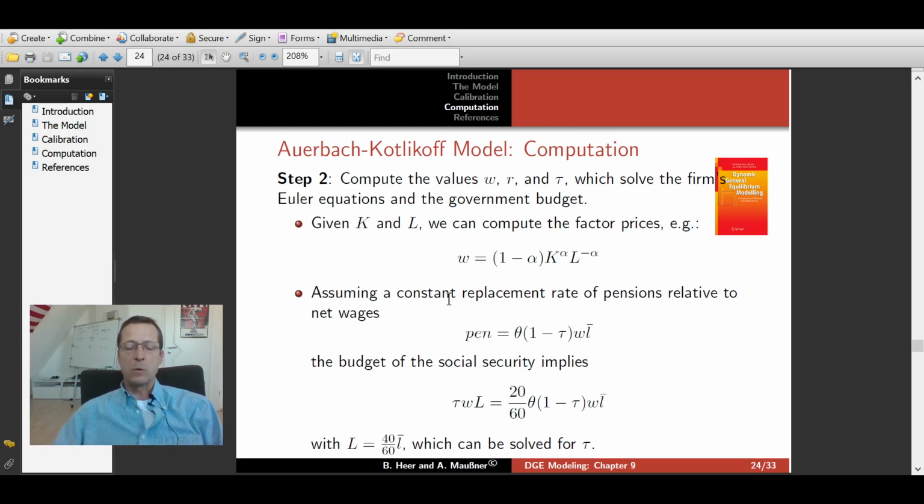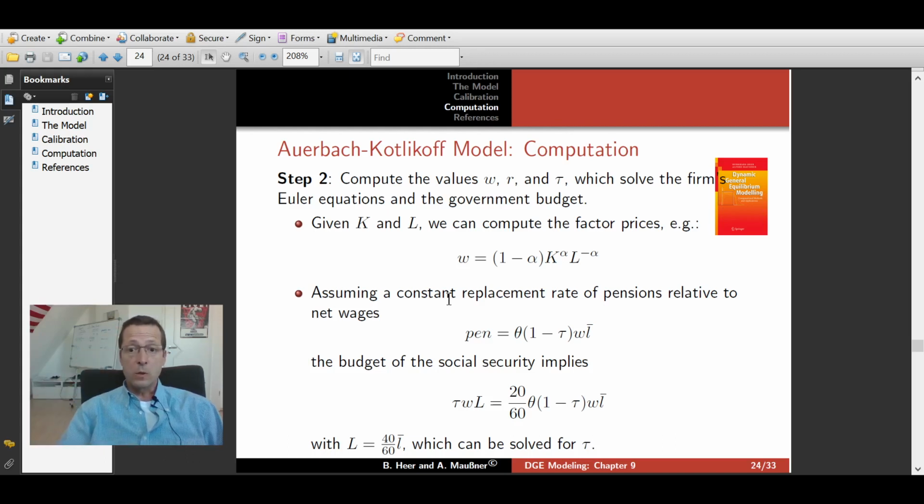Now remember how we choose pensions in our model. We assume that pensions are constant relative to net wages. So we assume a replacement rate of pensions equal to 30%, theta equal to 30%, and theta is defined as pensions divided by 1 minus tau times w times L bar, our average labor supply. So theta measures the amount of pensions relative to average net earnings in the economy.